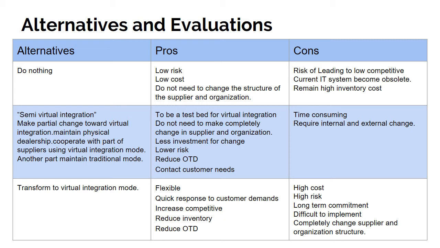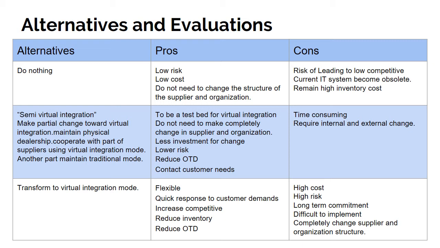But this alternative also has its weakness. Compared with the first alternative, the second solution requires Ford to launch a new supply chain, and Ford has to change its internal and external environment to adapt to its new supply chain. This is a process that takes time.